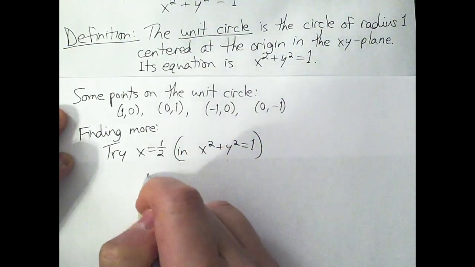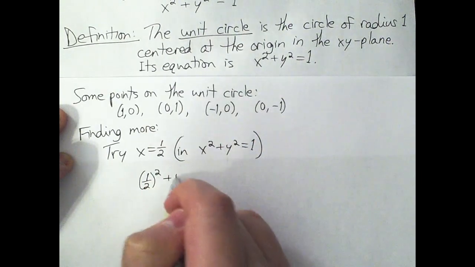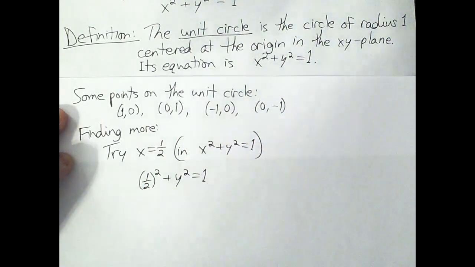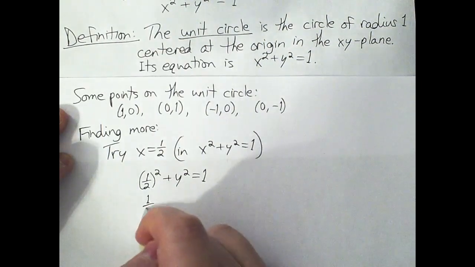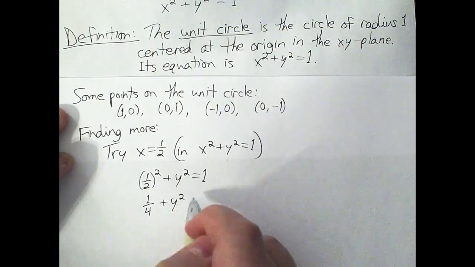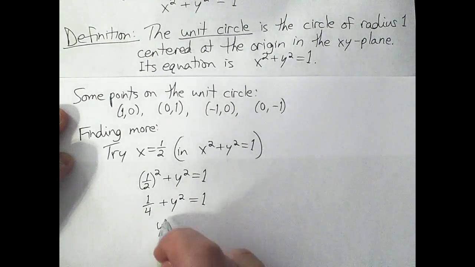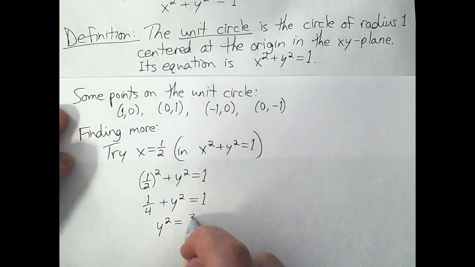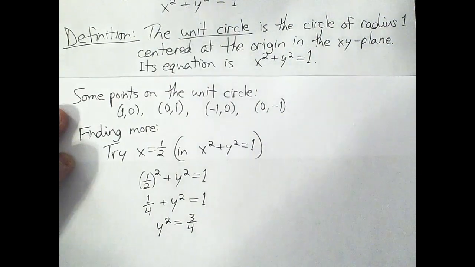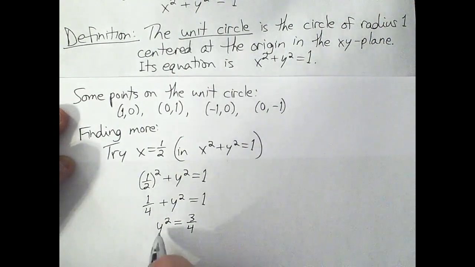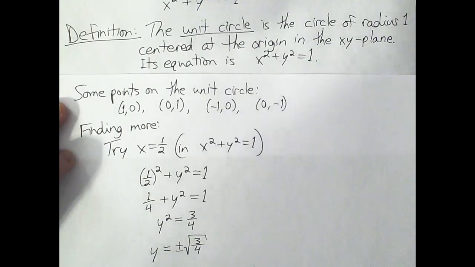So we get 1/2 squared plus y squared equals 1. We're going to solve for y. 1/2 squared is 1/4. I'm trying to solve for y, so I'm going to move the 1/4 over, subtract it, and get 3/4. And now, in order to solve for y, I need to take the square root of both sides, and that means I get plus or minus the square root of 3/4.